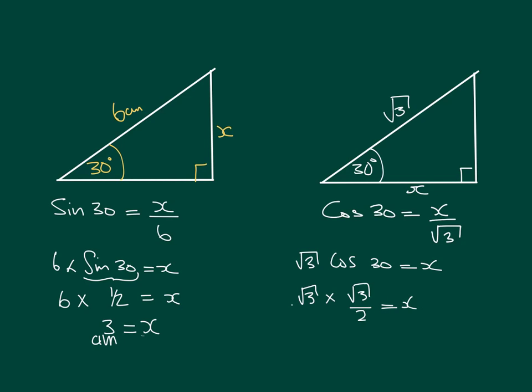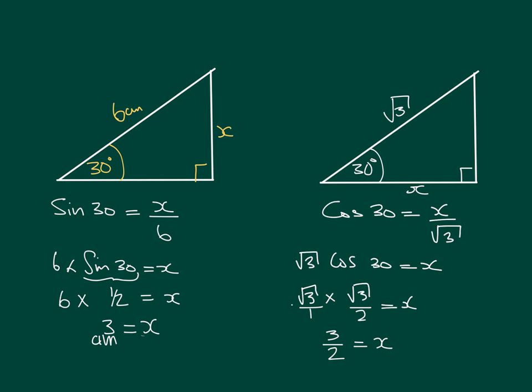So what we're going to have is root 3 times cos of 30, which is root 3 over 2, is equal to x. What we'll do here, if you remember how to work your fractions, the top multiplies by the top, because this is pretty much over 1. And then the bottom times the bottom. Root 3 times root 3 will just give you 3, and 1 times 2 gives you 2, which gives you x there.